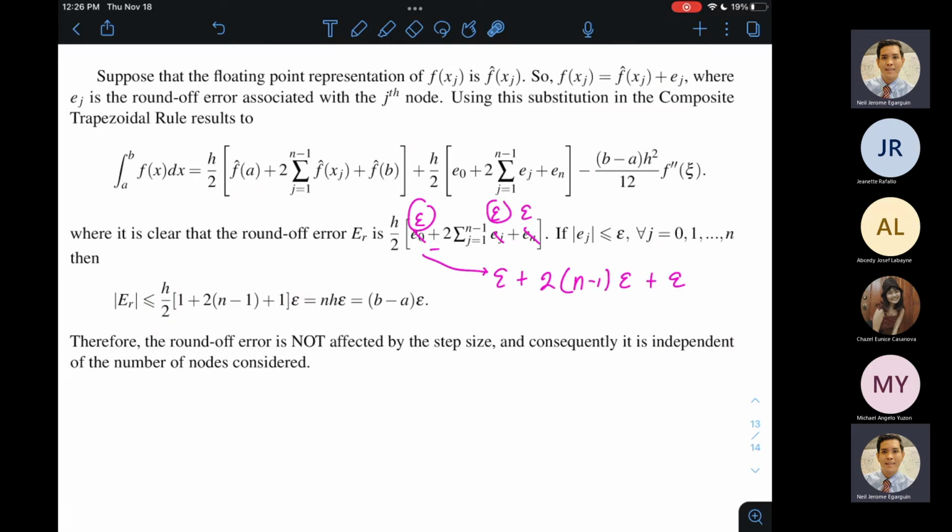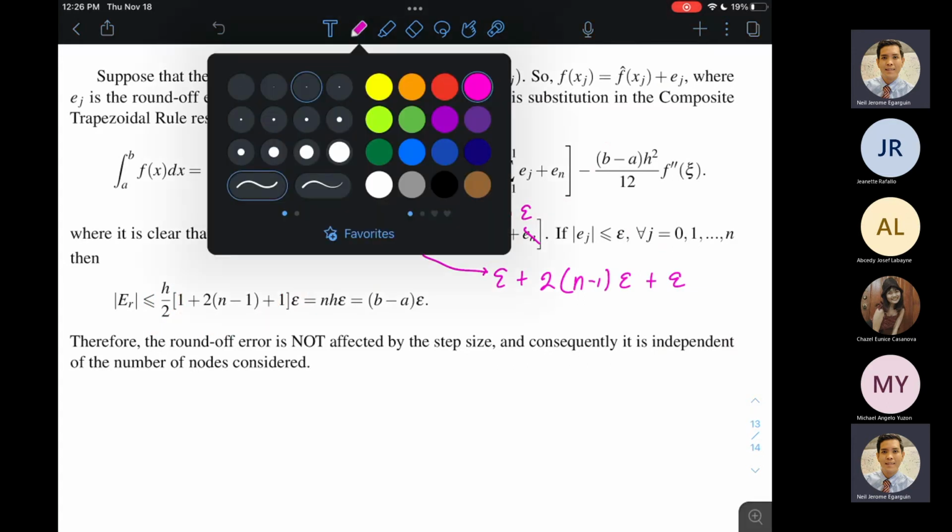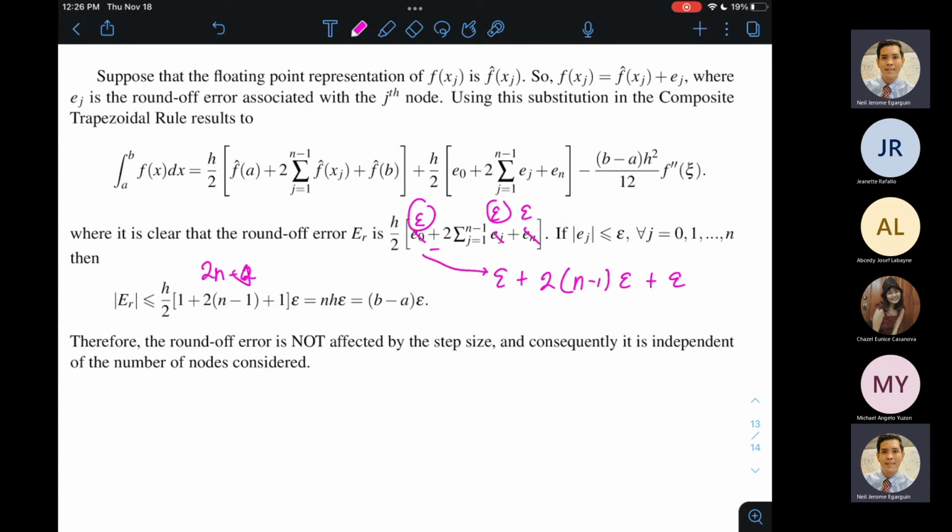Okay? Now, if we sum this up, we'll get 2n minus 2 there, and the 2 will cancel. So what remains is only h times n times epsilon. But n times h is basically b minus a, right? Because h is b minus a over n, so multiplying both sides by n, we get b minus a. So essentially, the round-off error is bounded above by the length of the interval itself times epsilon. It is not based on h.